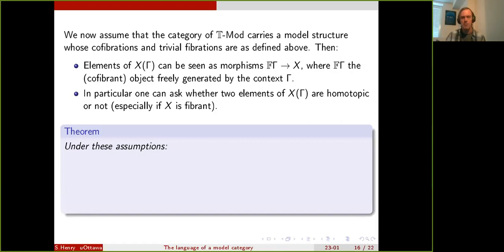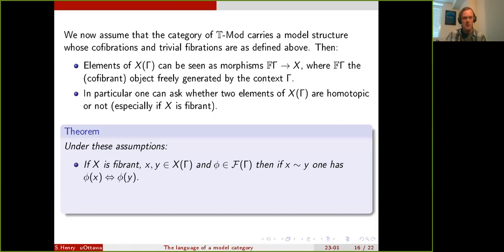And so the main theorem of this talk, I would say, is that under this assumption, if X is fibrant and two elements of X gamma are homotopic, then they validate the same formulas. So if I have a formula phi in context gamma, and x and y are homotopic, then phi of x is equivalent to phi of y. And so if I go back to this example of the theory of categories and the folk model structure on categories, then you recover that formulas in the theory of categories are invariant under isomorphism, because homotopy in the folk model structure corresponds to isomorphism.